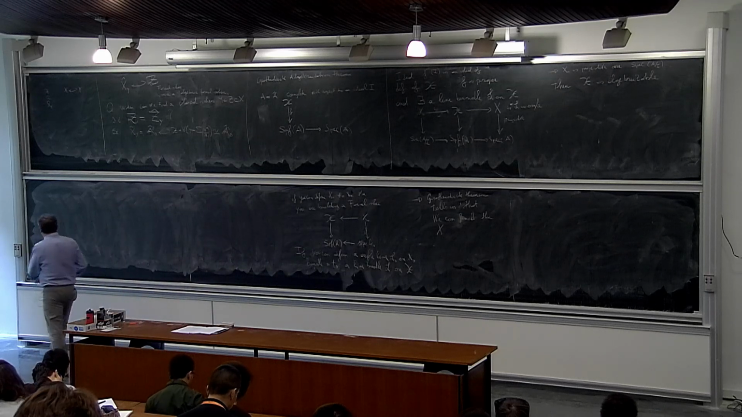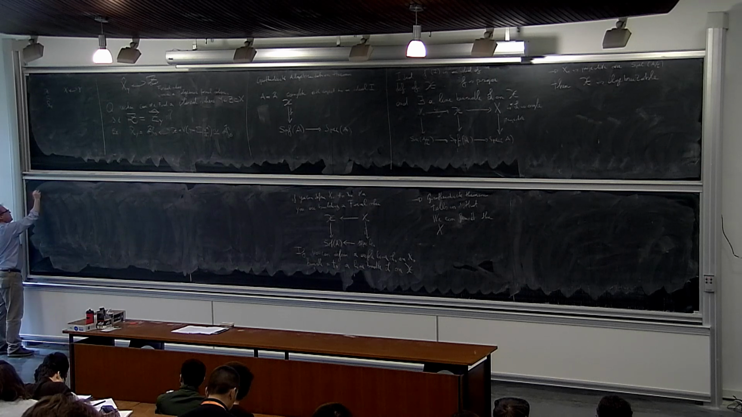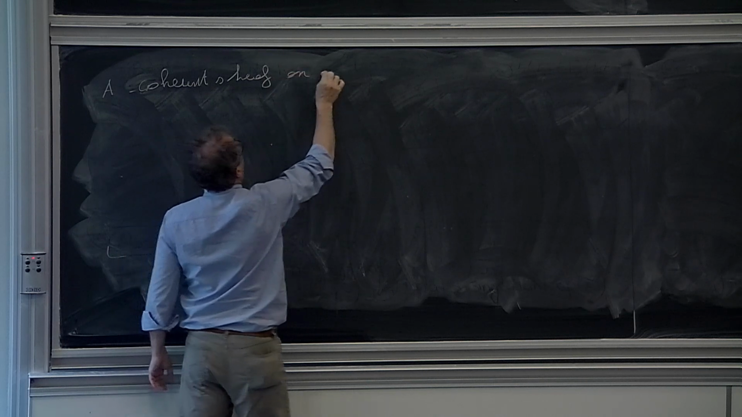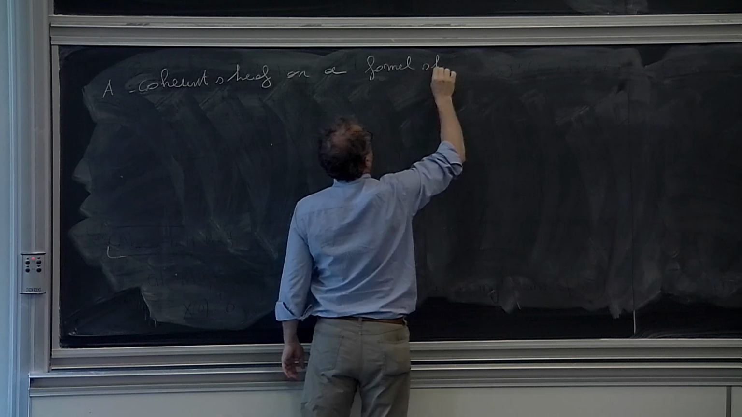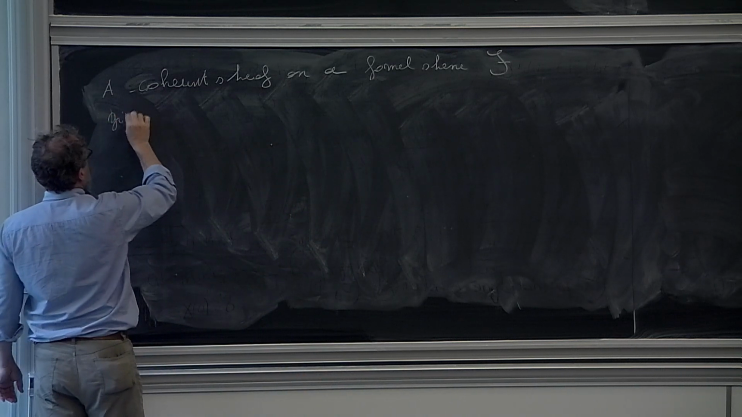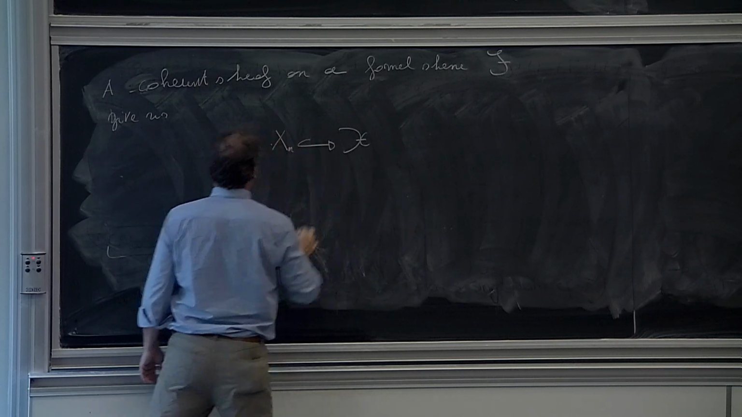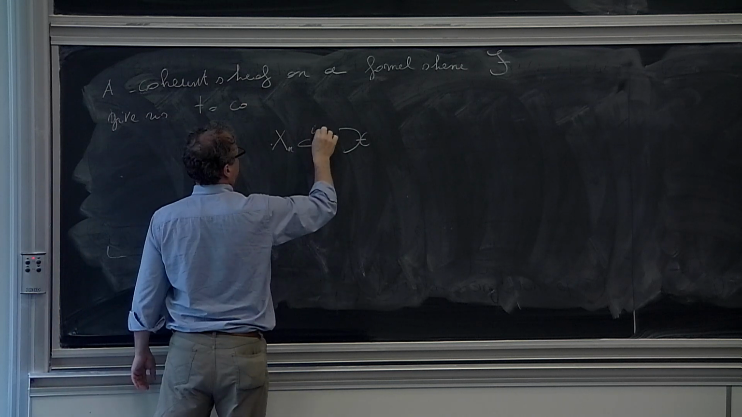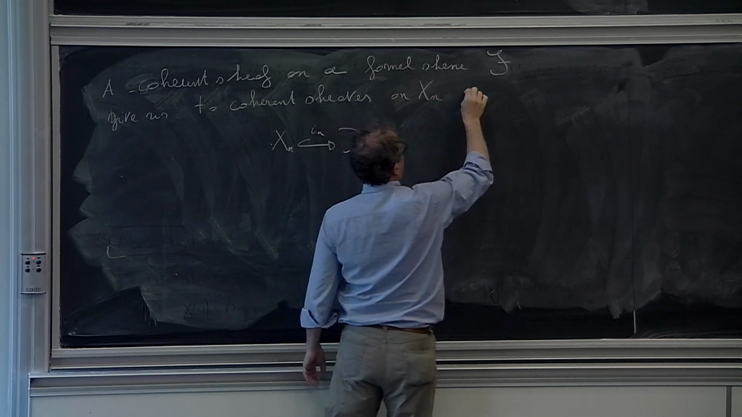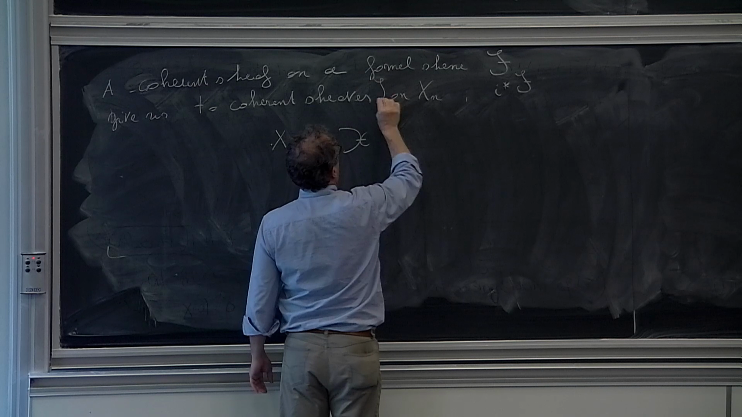So first of all, I would like to answer Francesco's question. So what is a coherent sheaf F on a formal scheme? It gives rise to coherent sheaves on Xn simply by taking In upper star of F, which I will call Fn.